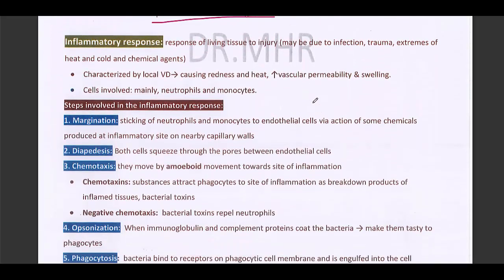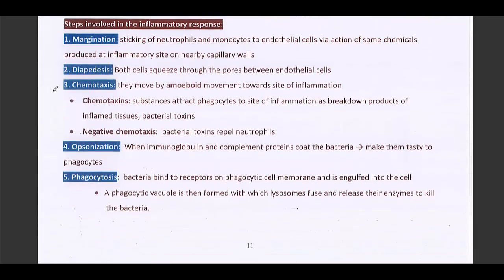Let's move to the inflammatory response. It is the response of living tissue to injury, simply due to infection, trauma, extremes of heat or cold, or chemical agents. Local vasodilatation increases redness and heat, and vascular permeability causes swelling, and you can add pain and dysfunction. The cells mainly involved are started by neutrophils, and monocytes.